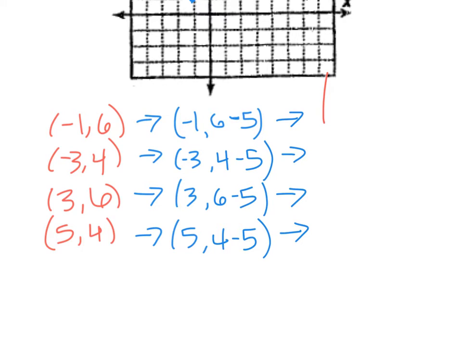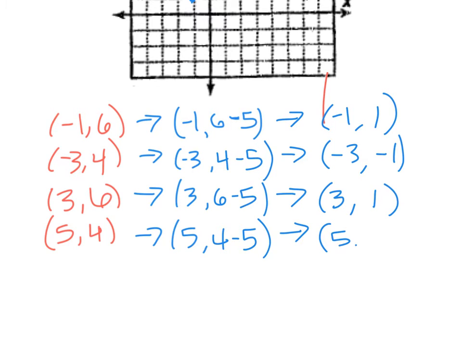Now do those calculations. So the first ordered pair would be negative 1, 1. The second one would be negative 3, and 4 minus 5 is a negative 1. The third one would start with 3 for x. 6 minus 5 is a positive 1. And the fourth one would be 5, comma, 4 minus 5 is a negative 1.